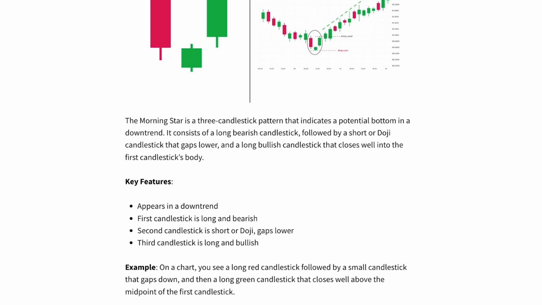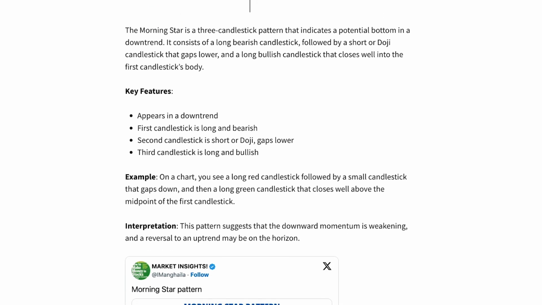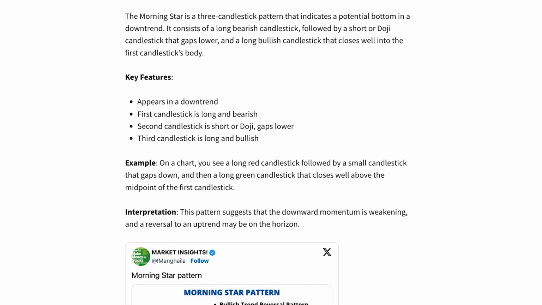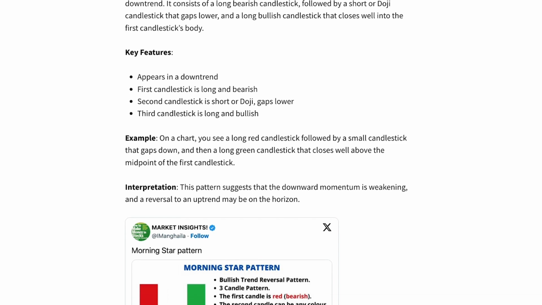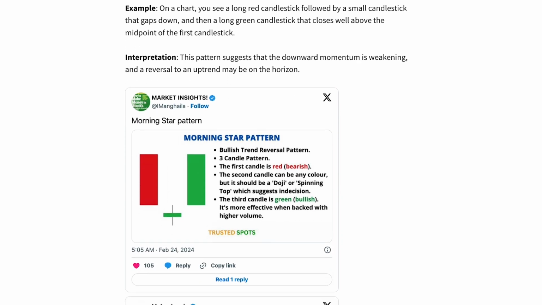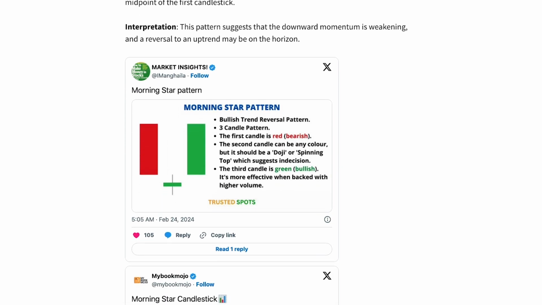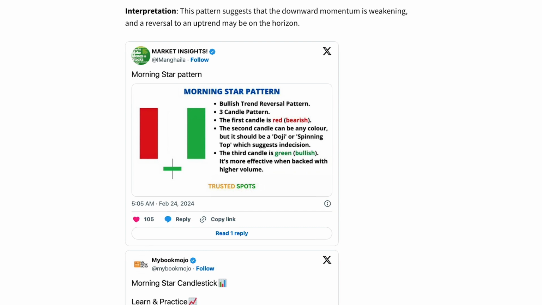So it appears in a downtrend. The first candlestick is typically a long bearish one. The second candlestick is a smaller, shorter one, sometimes a doji candle. And the third candlestick is generally a long bullish one. So the interpretation is that the pattern is suggesting that the downward momentum is potentially weakening and a reversal to an uptrend may be on the rise.